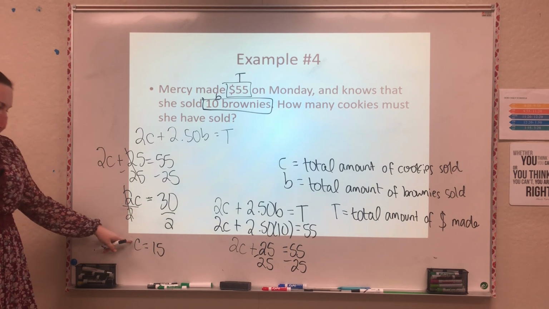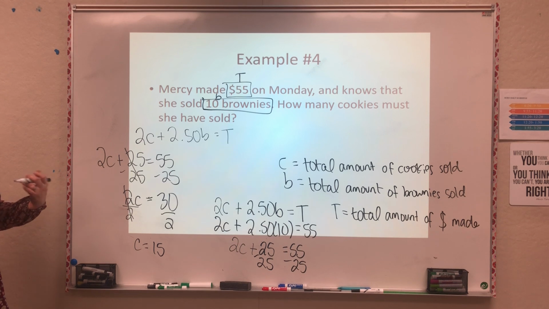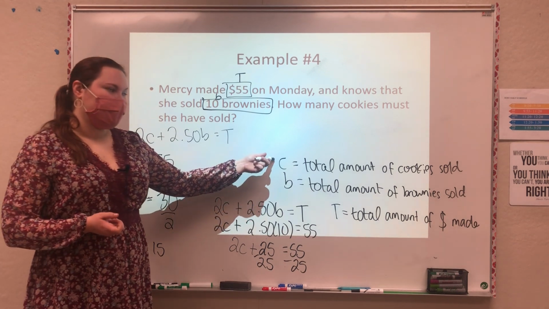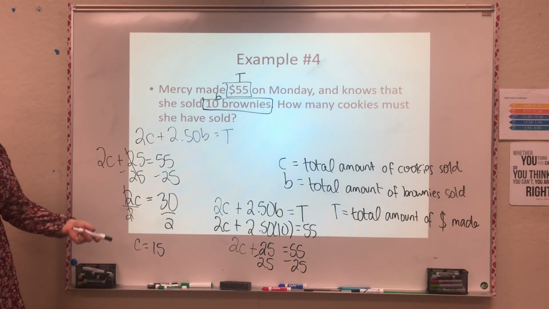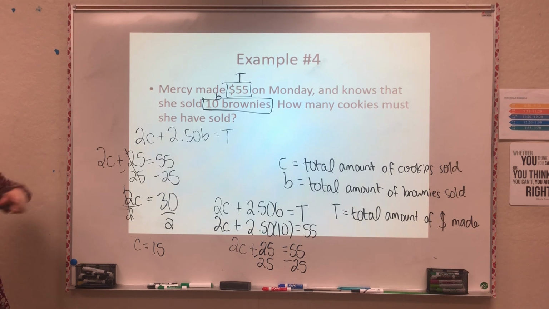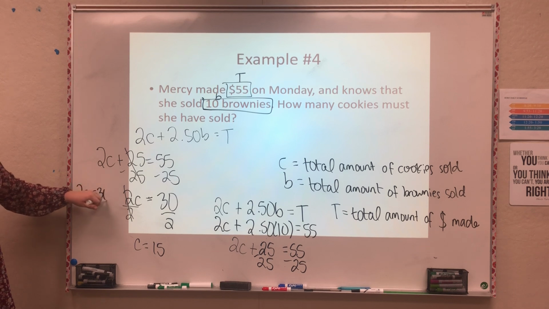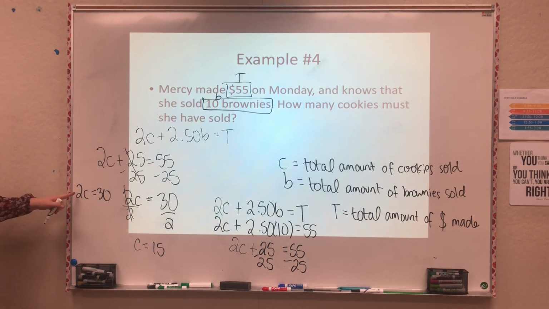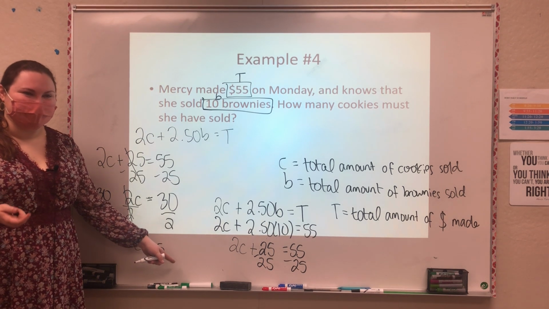What does this say? If C equals 15, what does that mean? That she sold 15 cookies. Yeah, C is the amount of cookies she sold, so it's saying the amount of cookies she sold is 15. I had asked back here, what does 2C equals 30 represent? What that line is saying is if she sold 15 cookies, she made $30. You said this represents the amount of money she made from the cookies. This is saying the amount of money she made from the cookies is $30, which means she sold 15 cookies.